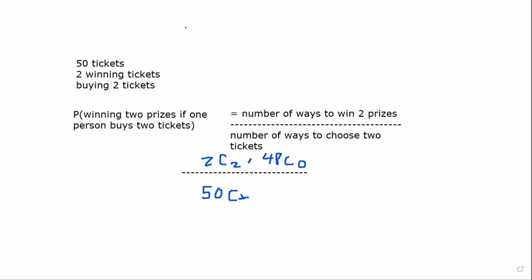Choose, math, probability, and CR3. We're choosing 2 tickets from it. So we get 1 over 1,225.